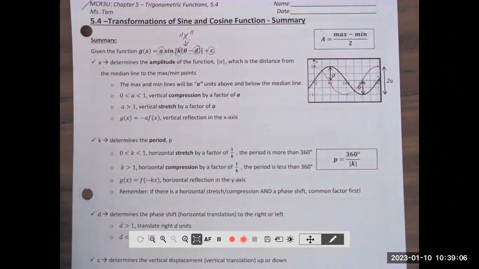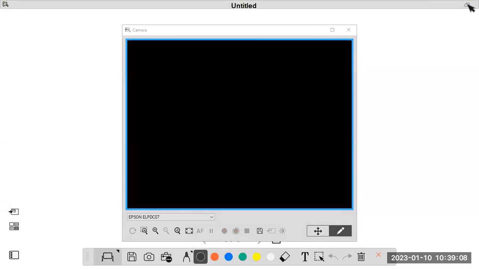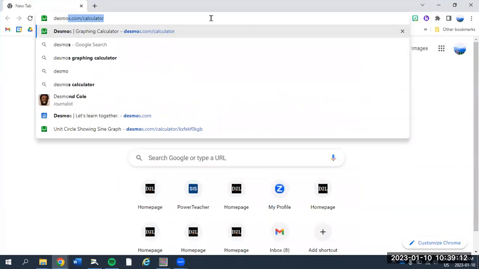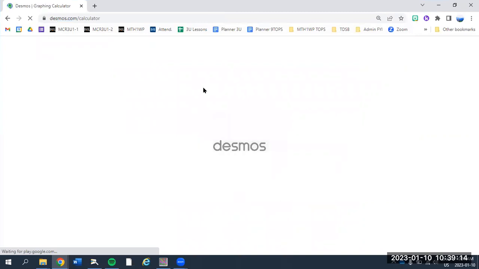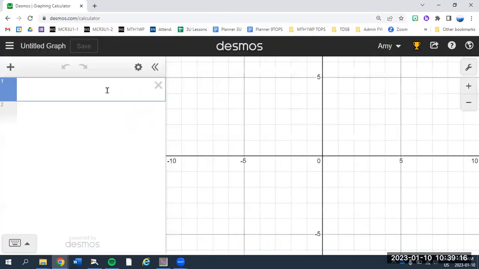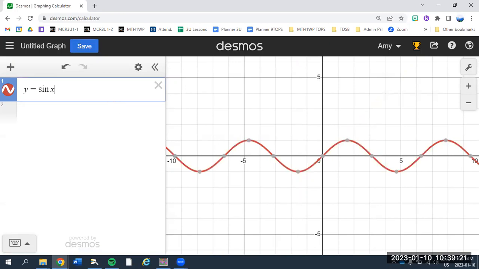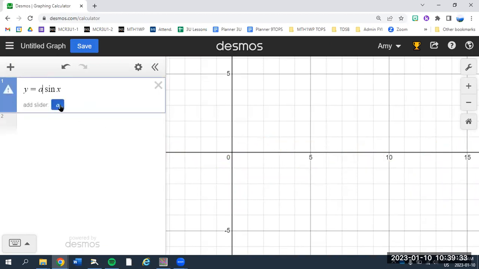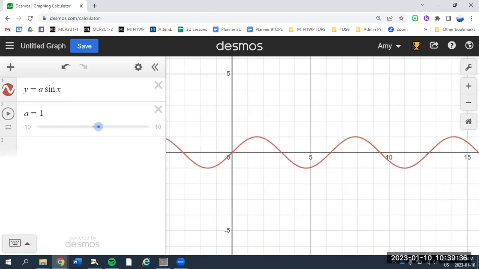Let me just minimize this. Okay, so let's take a look at our sine function first. Here's our sine function. You're going to notice that this is in radians. Just ignore that for now. We're not really concerned about the scale, so I haven't set it in degrees. All I'm really concerned about is how A affects this curve.